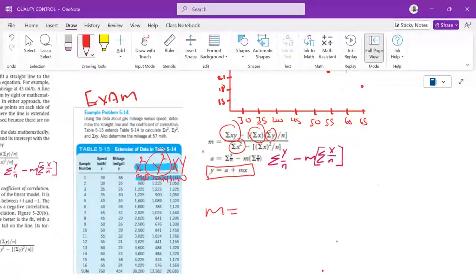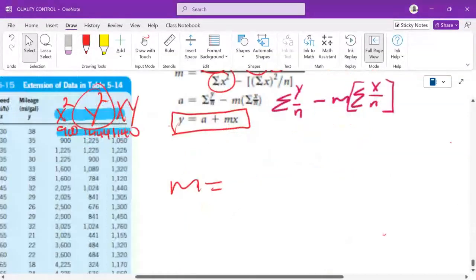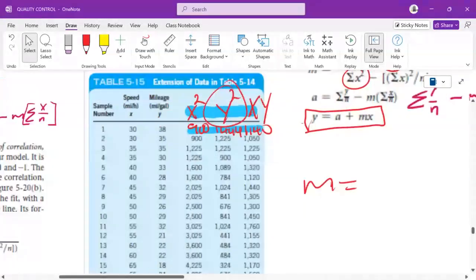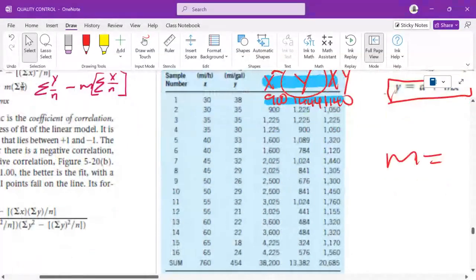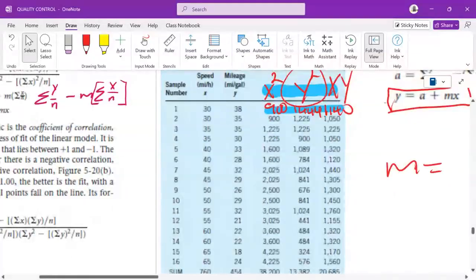Then now you need to capture the entire data all the way to 16. So 30 equals 30, 35 equals 35, 40, 40, 45, 45, 50, 50, 55, 55, 60, 60.